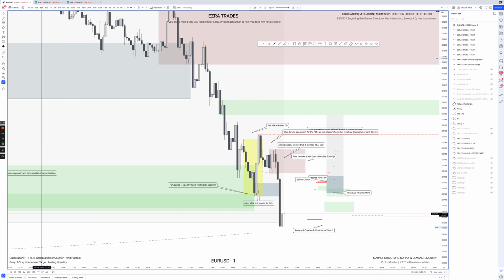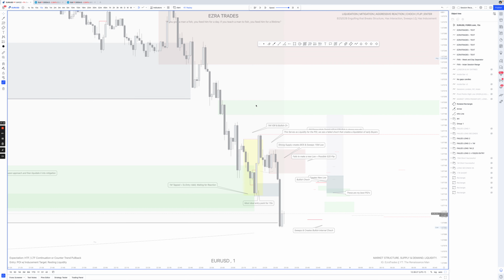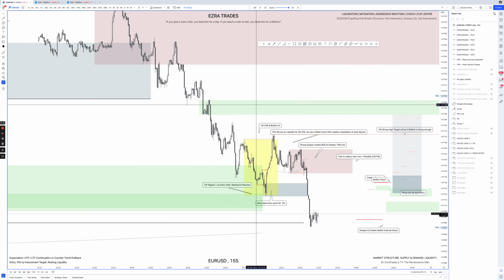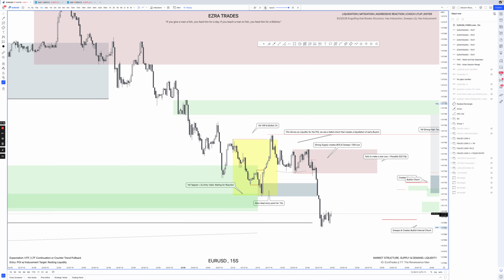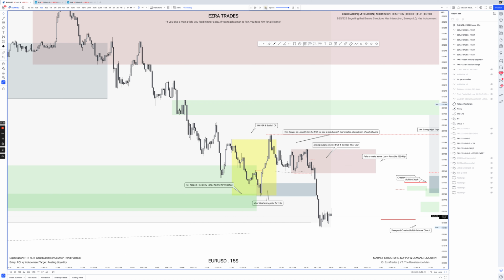We wanted to do more of a confirmation like entry, right? So what we're going to do is drop to the lower time frames. Let's go to the 15-second. Okay. Let's go ahead and add some more data here.